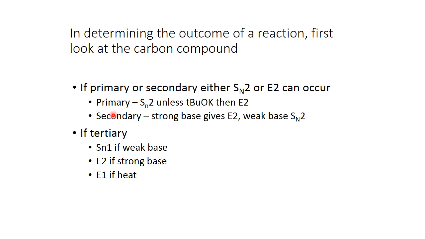If you have a strong base in there with a secondary or a tertiary compound, you're going to have E2 occurring. Primary is not going to give you E2 unless you have t-BuOK in there. And then E1 occurs usually when there's heat.